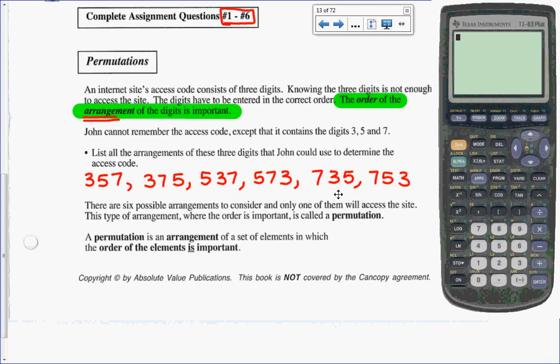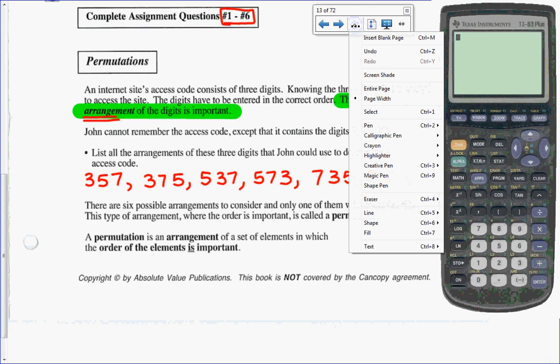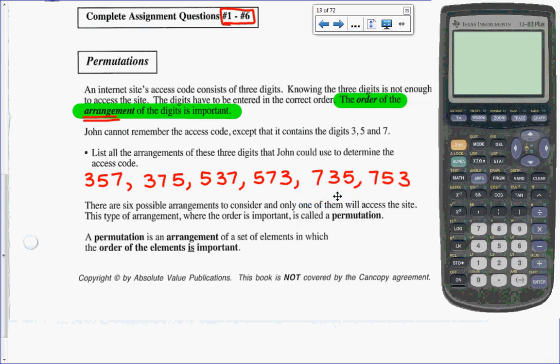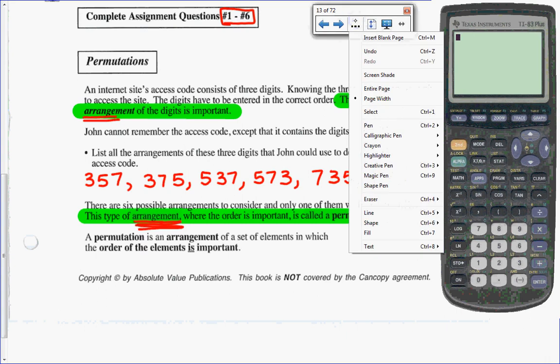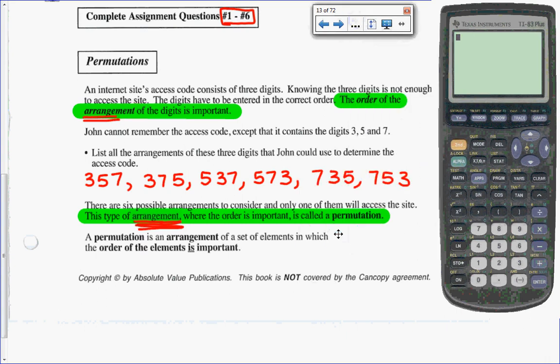This type of arrangement, where order does matter, order is important, is called a permutation. Again, let's highlight that, because we need to get really, really clear in our head. When we are arranging objects and order is important, it's called a permutation. And again, the definition is important to highlight as well. So a permutation is an arrangement of a set of elements in which the order of those elements is important.